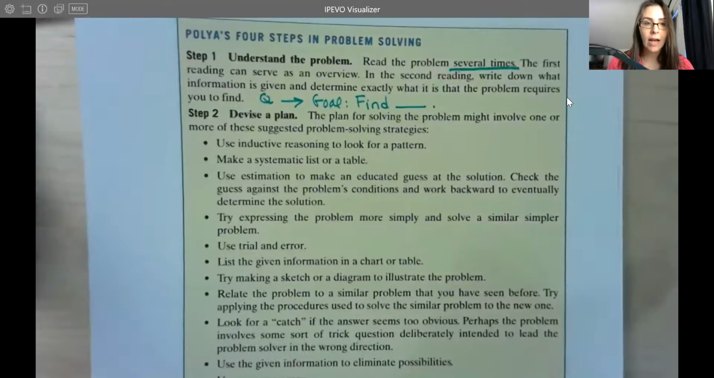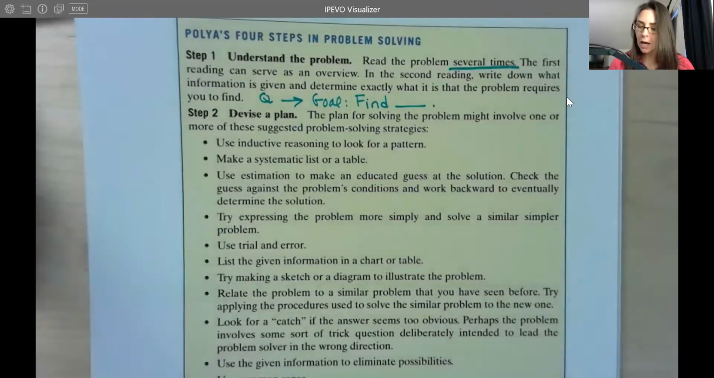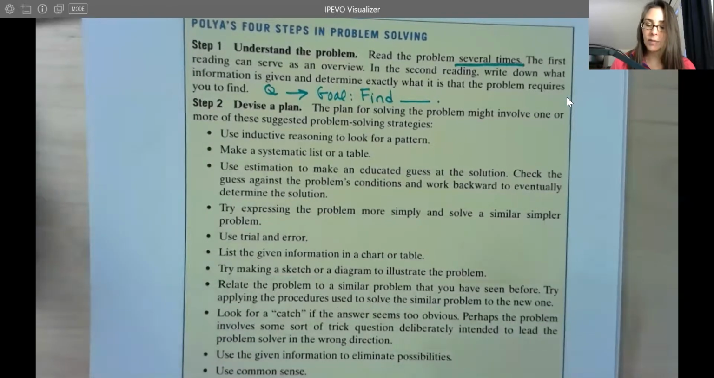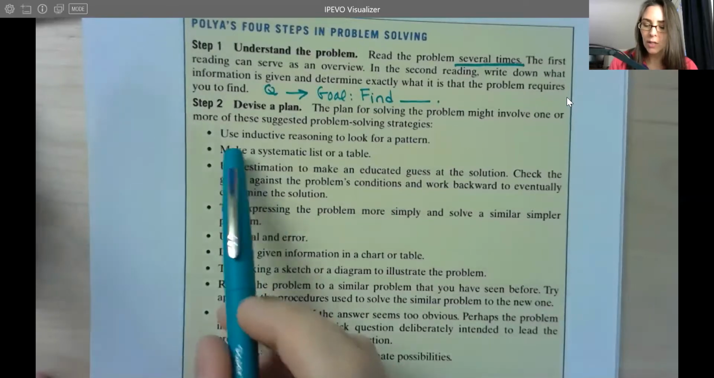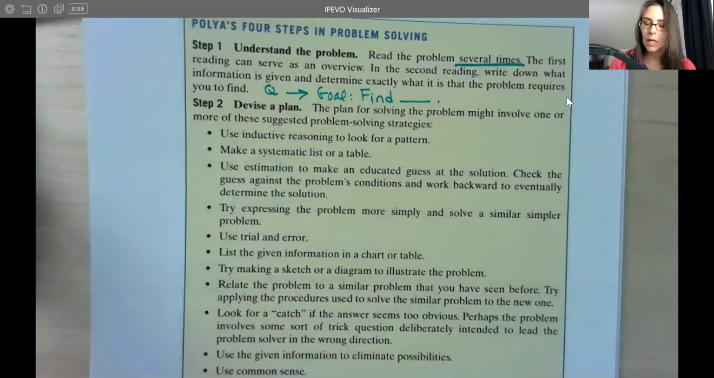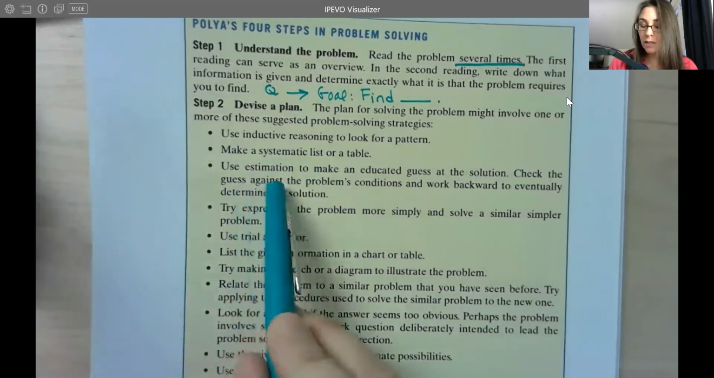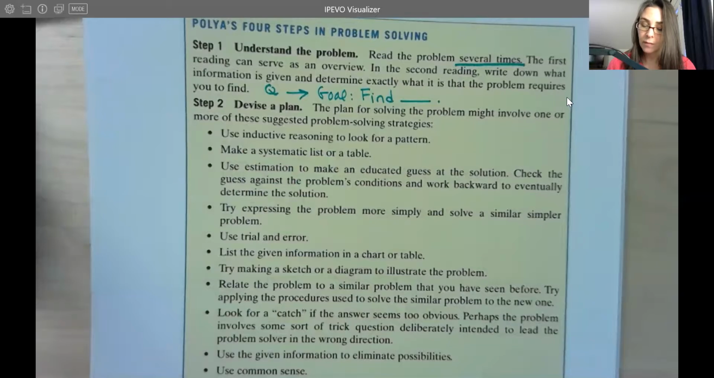Once you know what you need to figure out, then you've got to come up with a plan. There's a ton of different ways to problem solve. In this section, you're more than welcome to use any technique that you like. There are different ways and sometimes multiple ways to solve the same problem. You could use inductive reasoning to look for a pattern. You could make a table or a list. You could use estimation to make an educated guess at the solution, check the guess against the problem's conditions and work backwards to eventually determine the solution. So maybe guess at a starting point and tweak from there to find the exact answer.